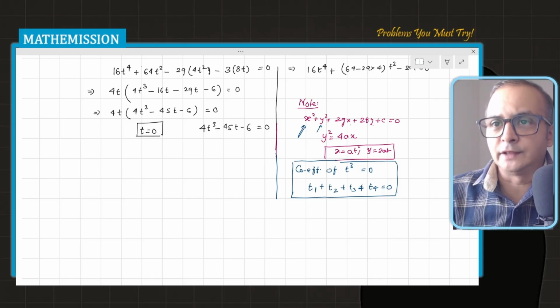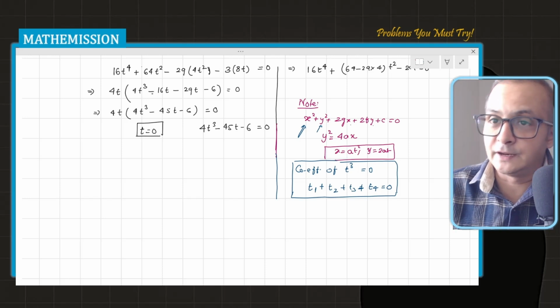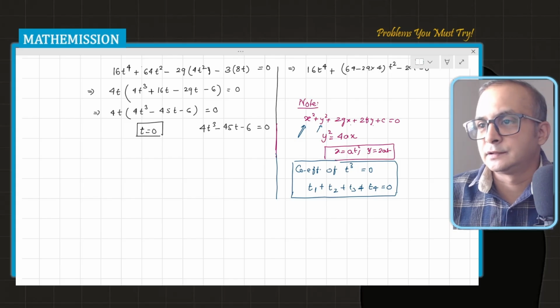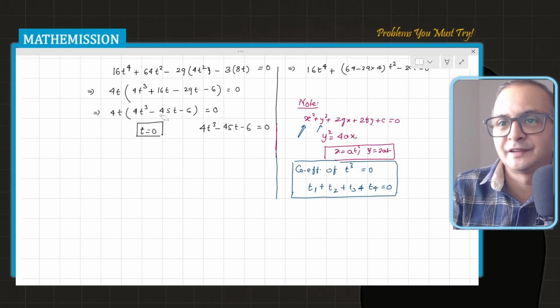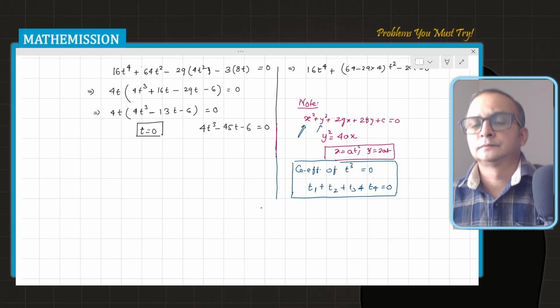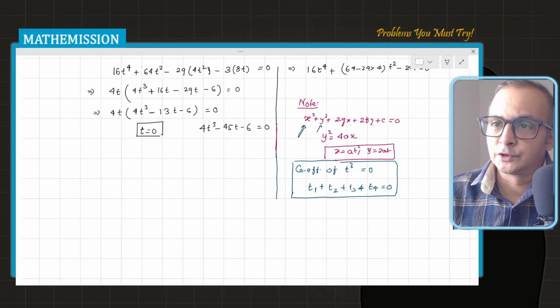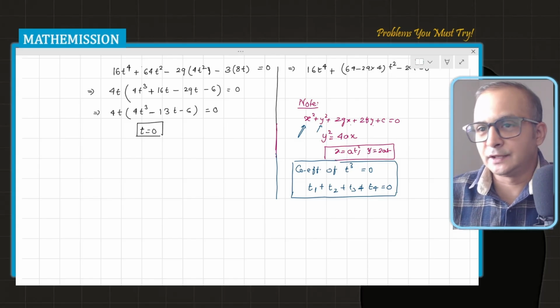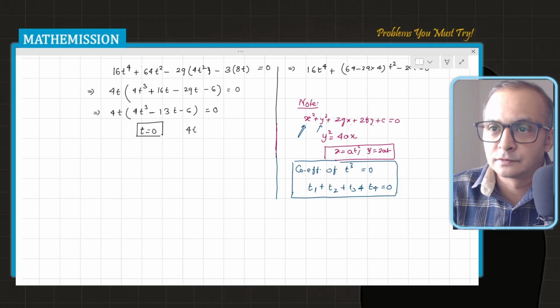Oh, I think I've done this question wrong. This is plus here, and 16 minus 29. Okay, so we fixed it. So let me just say, conceptually there is no fallacy, only these kinds of silly mistakes I make. 4t cube minus 13t.